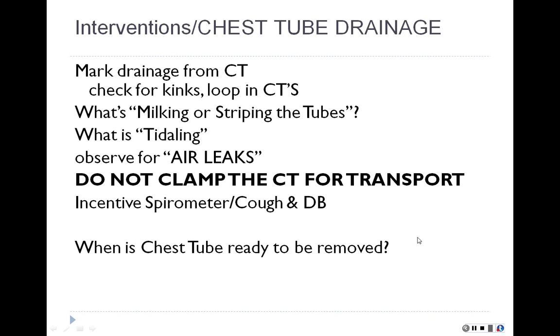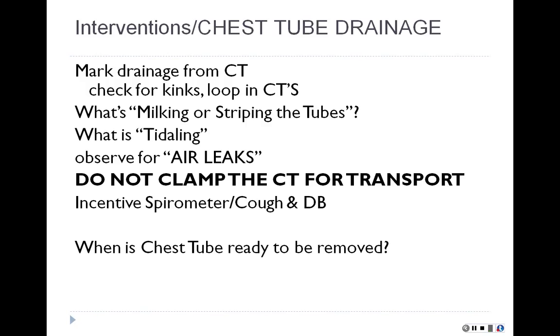Okay, chest tubes. We're going to mark the drainage every shift. We're going to try to keep it kind of like how we do with a Foley. We don't want it dragging down and laying on the floor. We want to keep it up and no kinks and loops in it. We don't want to strip or milk them.